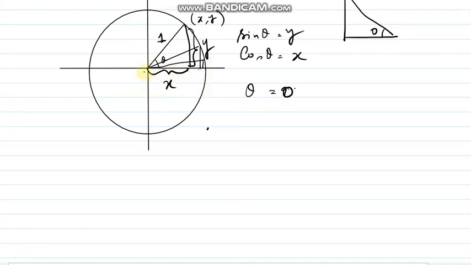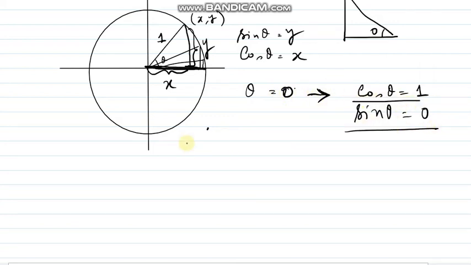So when theta will be 0 degree, do you agree? That time the value of x will be equal to 1. So when theta is equal to 0 degree, the value of x will be equal to 1, hence cos theta is 1. And that time what will be y? Y will be 0. So the value of sine theta is equal to 0 for theta equal to 0. That is the value of cos 0 and sine 0, and further values will follow, right?